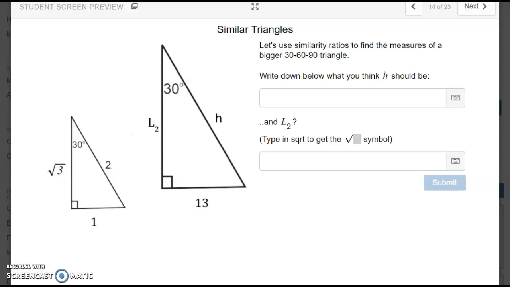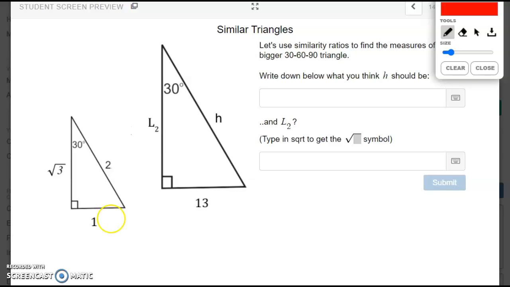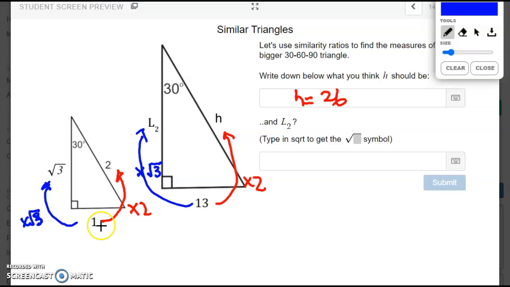Okay, so then write down below what you think h should be. What did we do to get from the short side to the hypotenuse? We multiplied by 2. The ratio is 2 over 1, or multiplied by 2. That means I am going to multiply by 2. So h is going to be 13 times 2, that's going to be 26. To get from the short side to the longer side, you multiply by the square root of 3.